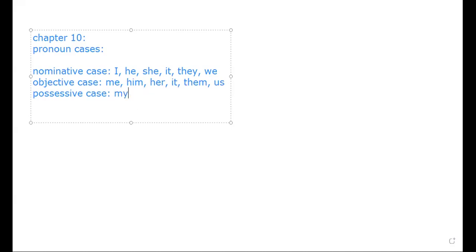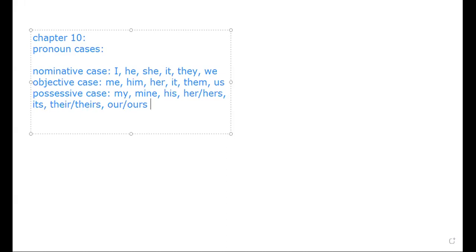Possessive is when you show ownership. My or mine would be the case. His, her. We also have hers, which is without an apostrophe. Their, we could also have theirs. And instead of we, we would say our, or we would say ours. These are my three cases for the pronoun.